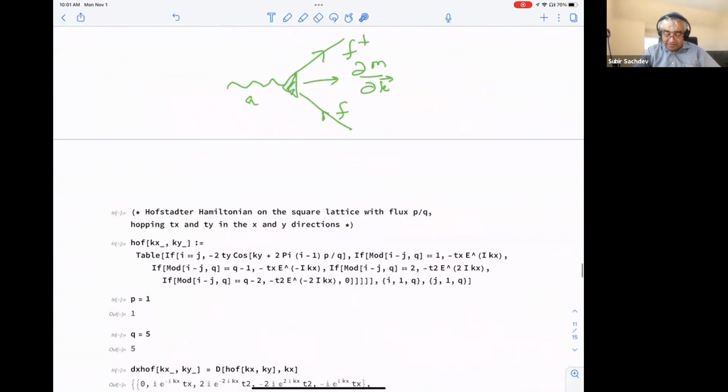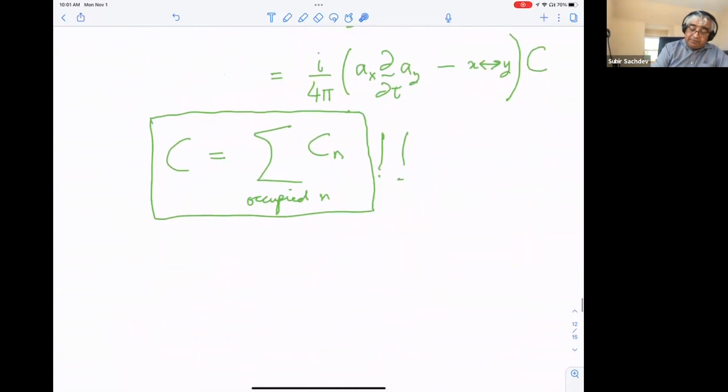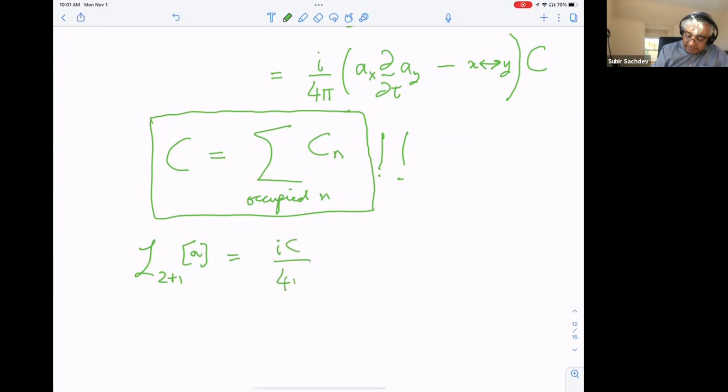So what we have shown here is that there's a Chern-Simons term that's present in the bulk theory for the gauge fluctuations of the chiral spin liquid. In fact, you can also include a tau, and by gauge invariance, this is usually the way you'll see it written out. L 2 plus 1 of A will be i times C over 4 pi times epsilon mu nu lambda A_mu d_nu A_lambda.